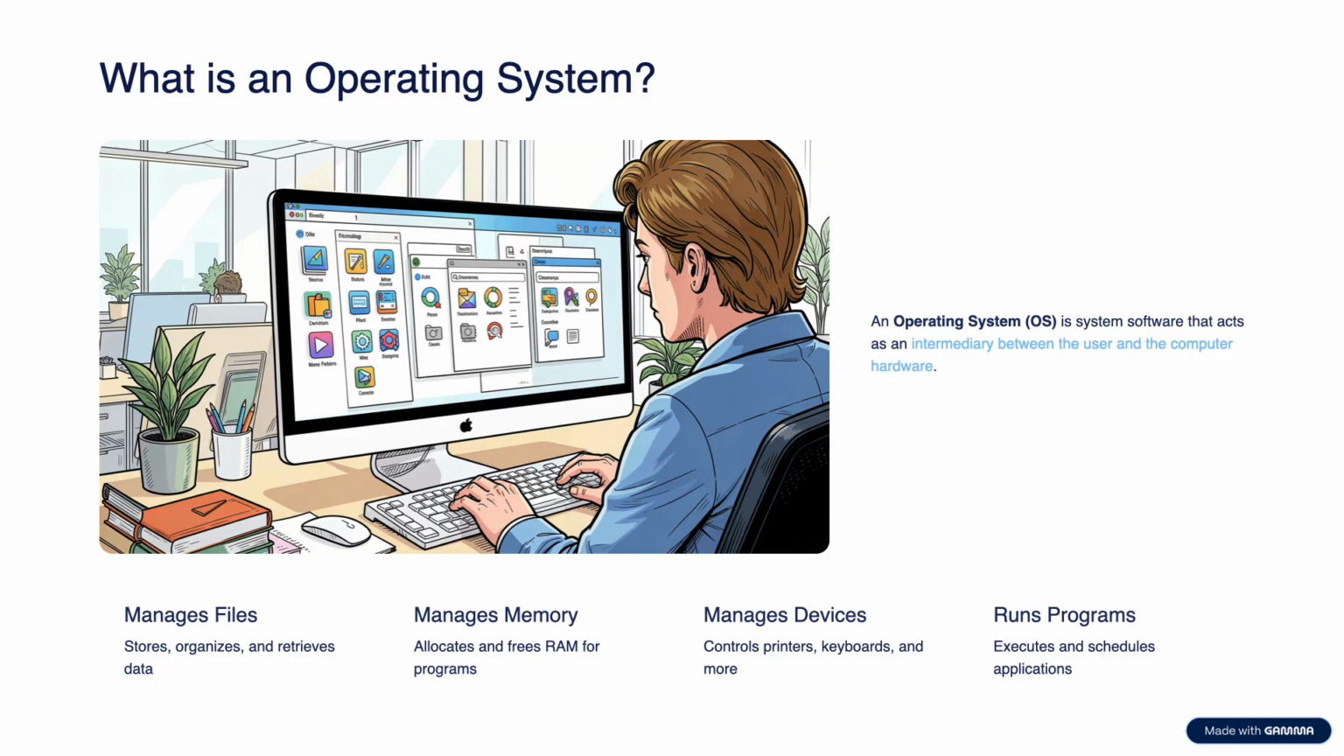Let's kick things off with a simple question. What exactly is an operating system? To put it simply, it is the main system software that acts as a bridge between you and your computer's hardware. Without an operating system, your computer would be like a car without a driver. It just won't work. It constantly keeps an eye on and manages important resources like where your files are stored and how much memory is available.